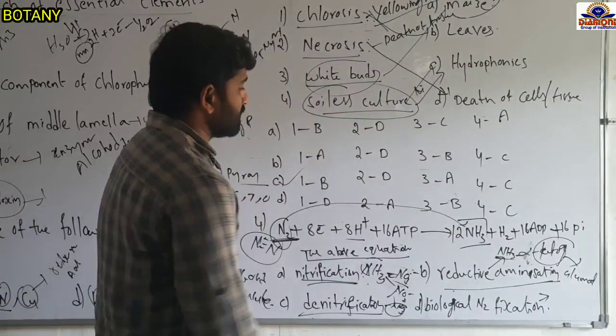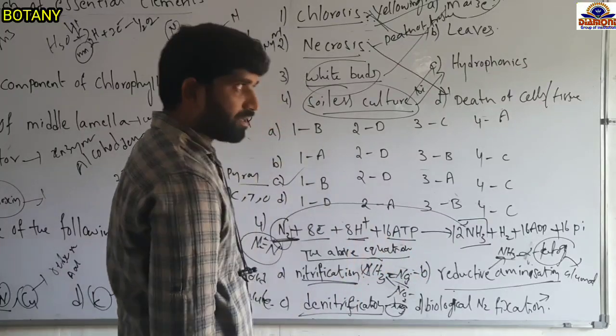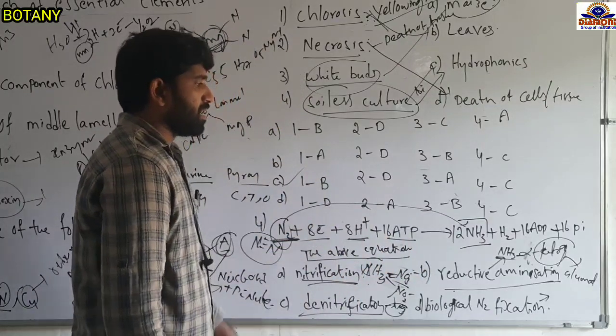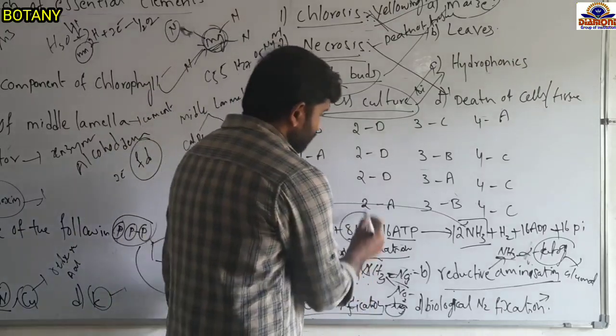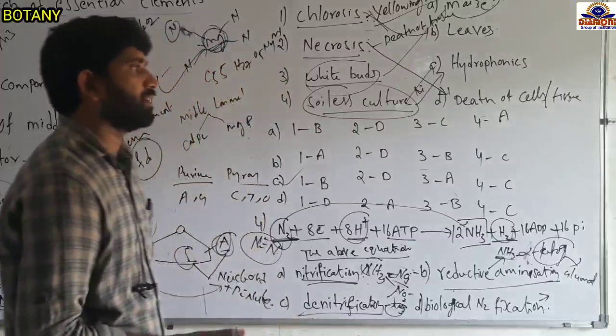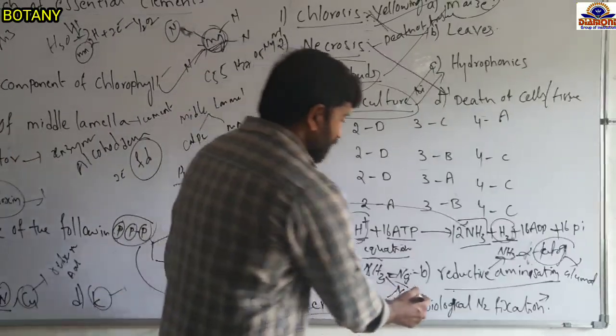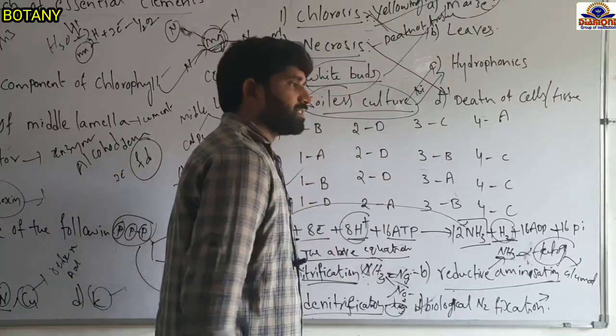At the time, 16 ATP, 8 electrons and 8 protons are required. Out of the 8 protons, only 6 protons are utilized, and the remaining 2 protons are not released normally. Those are used for the biological processes. So the given equation is called biological nitrogen fixation.